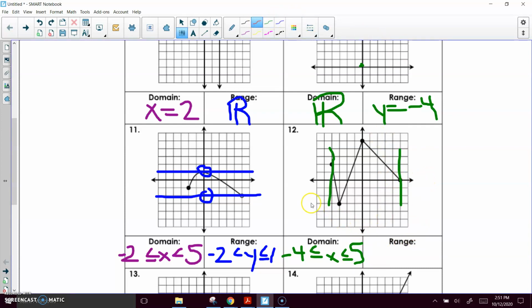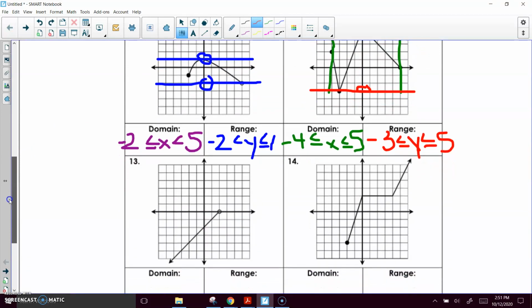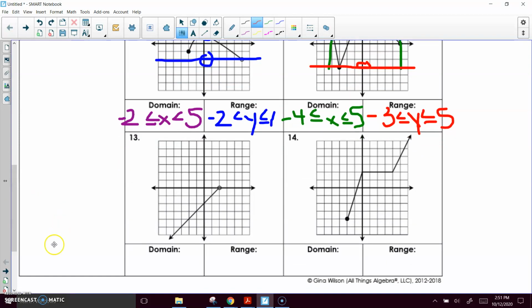And then in terms of my range, this is my low, this is my high. Both closed circles, so my low corresponds with -3 on my y-axis. And my high corresponds with 5 on my y-axis. All right, select pause again and try to work through 13 and 14.